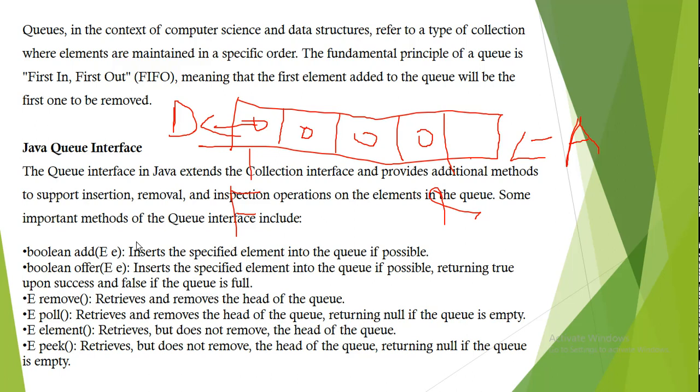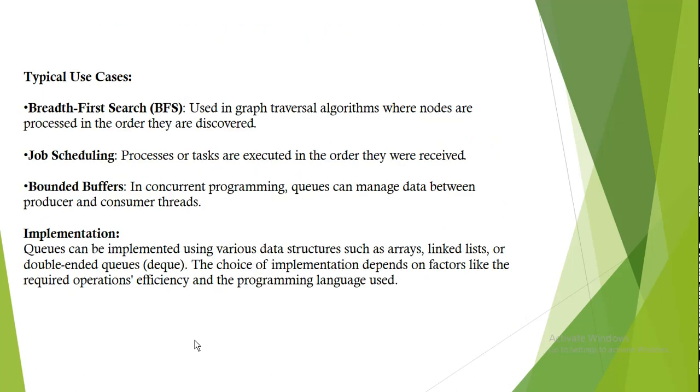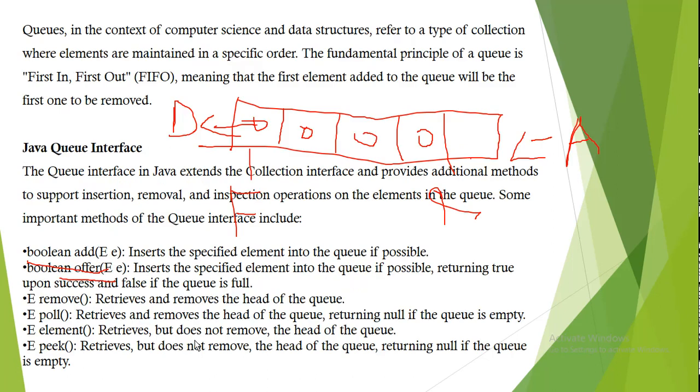There are some methods that you will be using in the queue interface. What are those methods? We will be using the add method for adding elements, the offer method, the remove method, and we can also use the poll method, the element method, and the peek method. These are some methods that we will be using. So let us go to the example now.